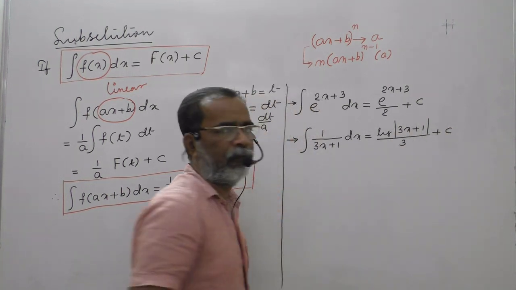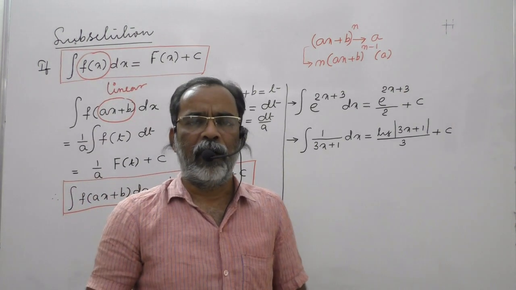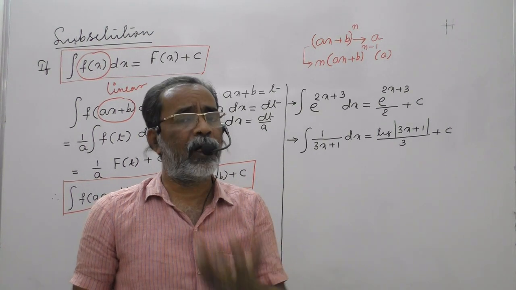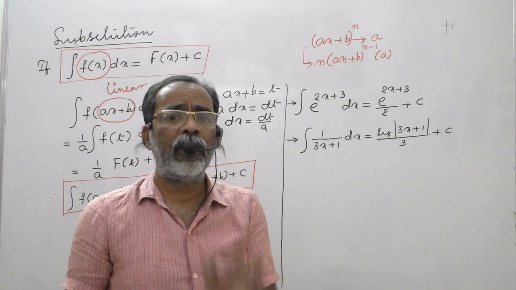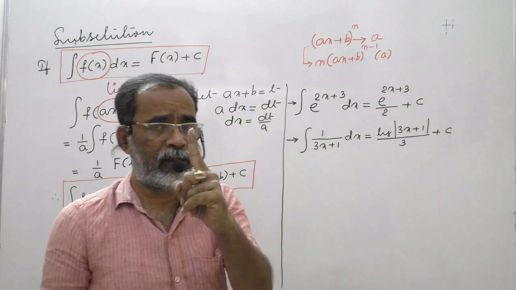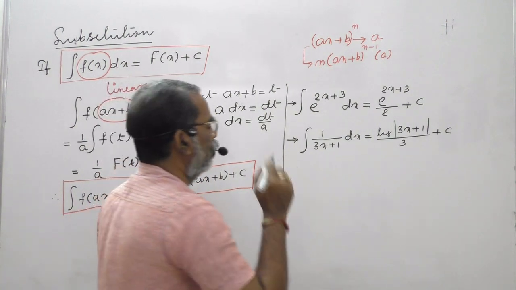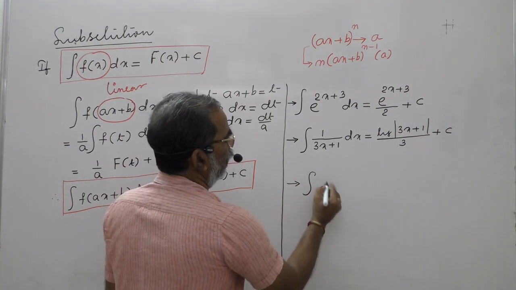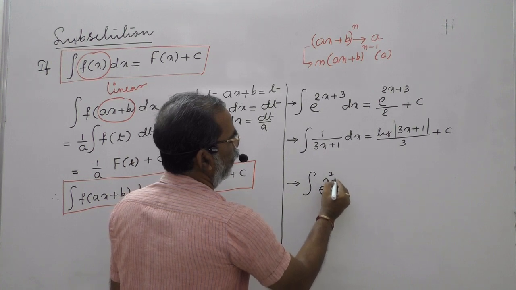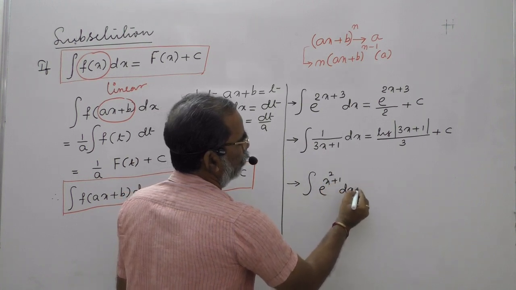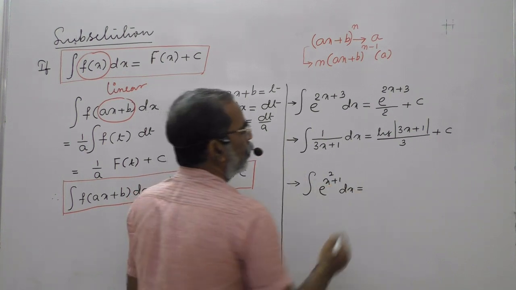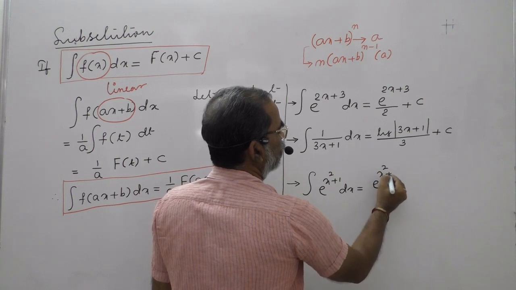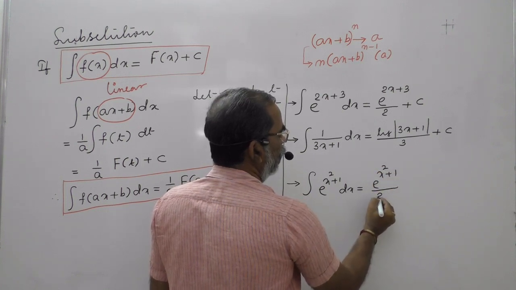This is the way of finding the integrals of standard integrands when they have something other than x. What is other than x? Linear factor only. This is very important. Please see one more example. If I have integral e power x square plus 1 into dx, and if I adopt the same, this will be e power x square plus 1. Its integral is what? 2x.